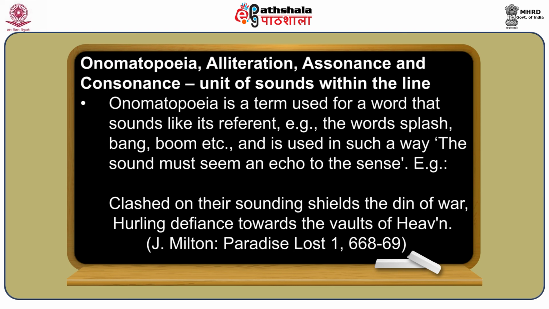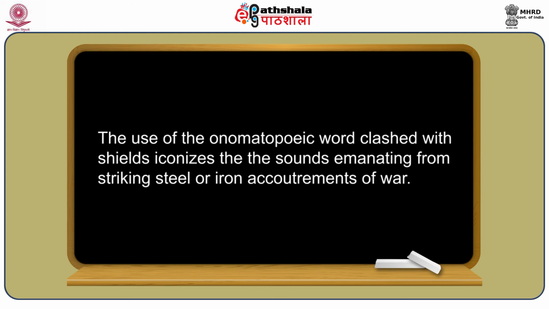Onomatopoeia, alliteration, assonance, and consonance are units of sound organized within the line. Onomatopoeia refers to words where the sound conveys the meaning. For example, splash, bang. Splash is the word, and it also conveys the meaning. Bang is a word that also conveys the meaning of a blast. So one can use onomatopoeic words for effect. I give you an example. Clashed on the sounding shields, the din of war. Clash is an onomatopoeic word. When clash is taken together with sounding shields, the sh sound is made dominant. So there is a kind of sound symbolism taking place, which gives the sound emanating from a war, from fighting with swords and shields.